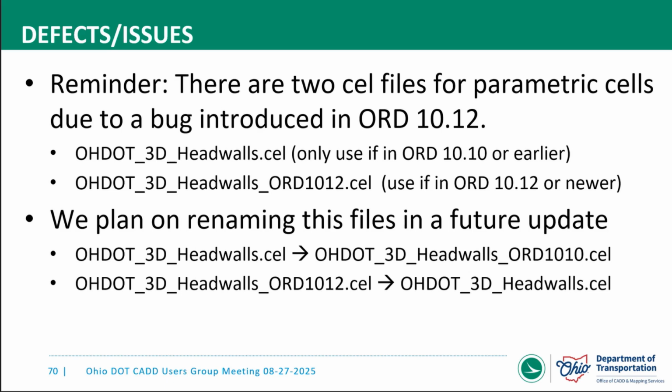This issue was introduced in 1012, so we issued this new cell library and labeled it 1012, so that if you're in 1012, you use this one because it will flip the angle back. In a future update, we haven't done this yet, but what I plan on doing is taking the one that says 1012 and getting rid of that from the name, so it's the standard one, and then putting 1010 on the older one. If anyone's still out there using 1010, they would have to use the older one, but I think that's a better approach. So everyone uses the right one and they don't send a service question saying, hey, my wing wall's pointing the wrong way.